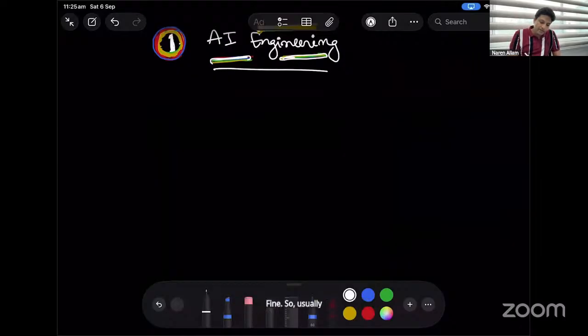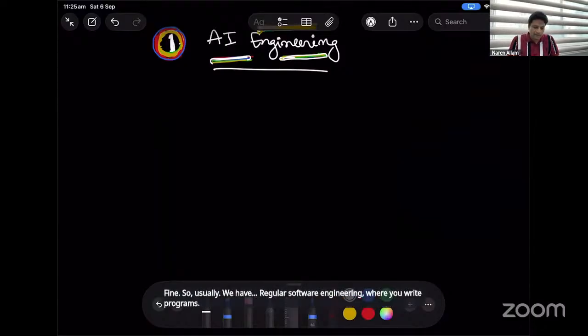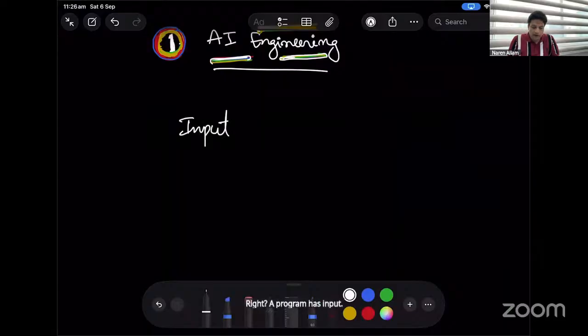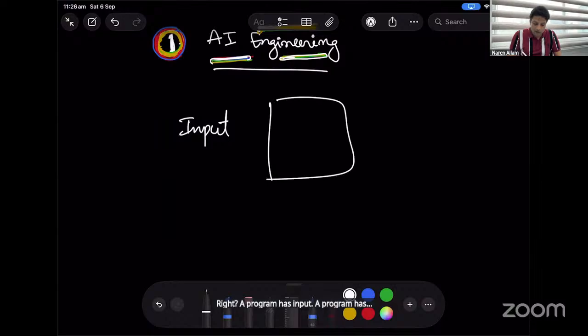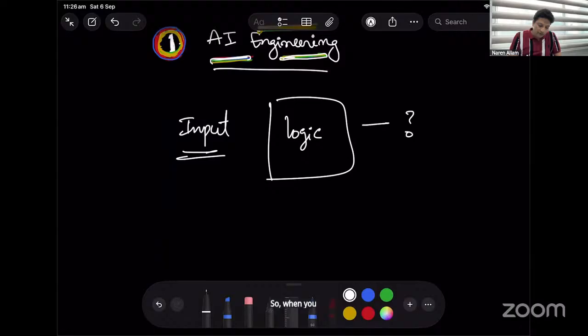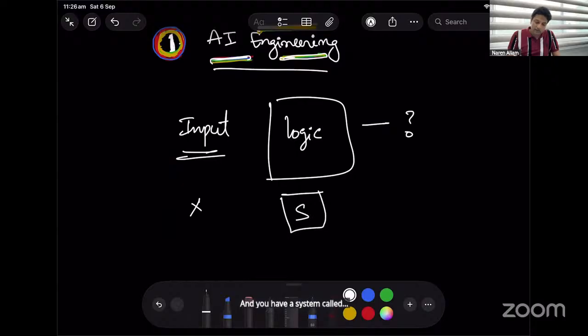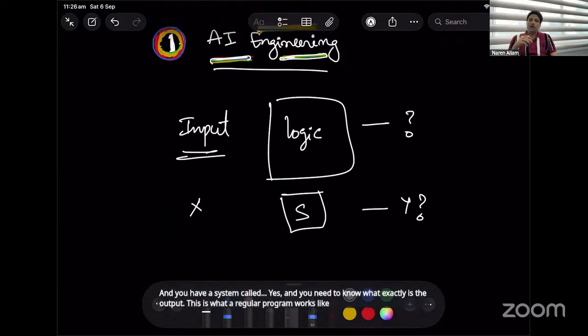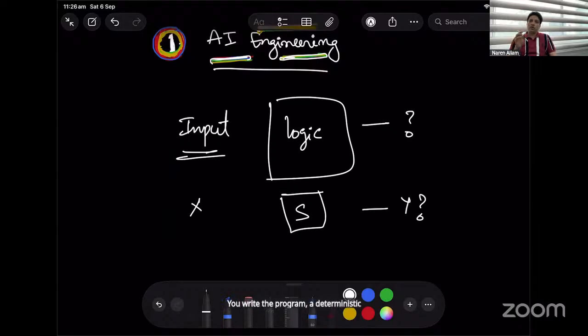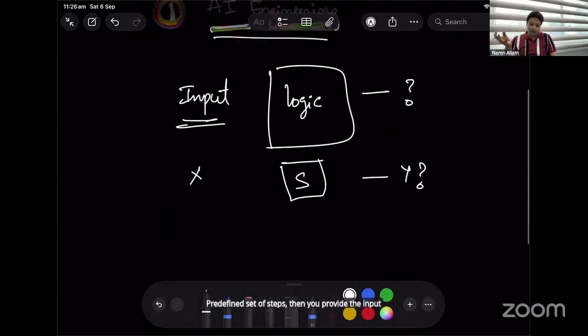Fine. So usually we have regular software engineering where you write programs, right? A program has input, a program has logic, business logic, and a program has output, which usually you don't know. So when you have input X and a system called S, you need to know what exactly the output is. This is how a regular program works, right? You write a deterministic program. So you have a predefined set of steps, then you provide the input, and you get the output, right?